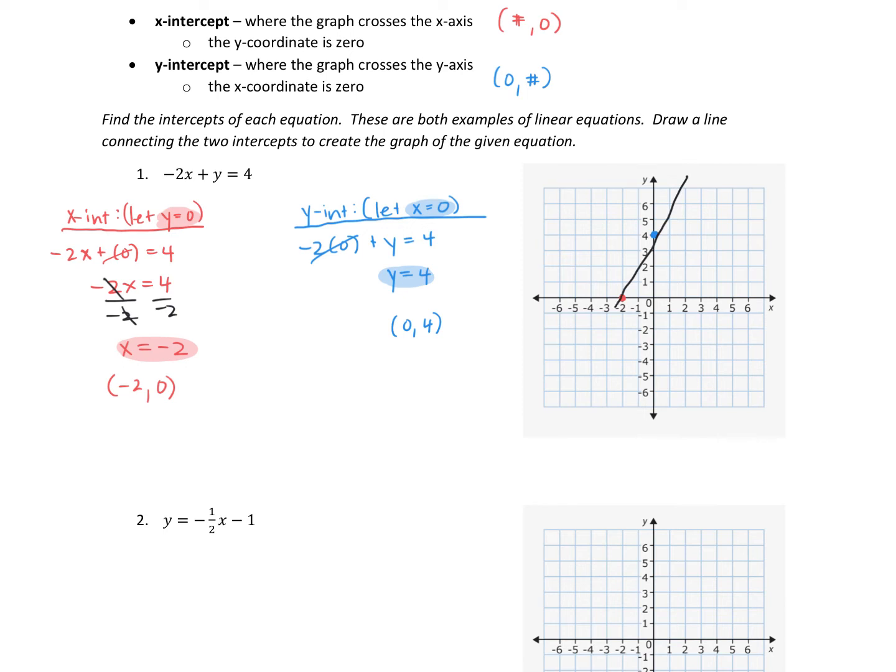So you would just have a straight line going through those points. And that actually is a sketch of the graph associated with the equation given in number 1. So this is one technique for graphing lines, is by finding the intercepts and connecting them in a line.